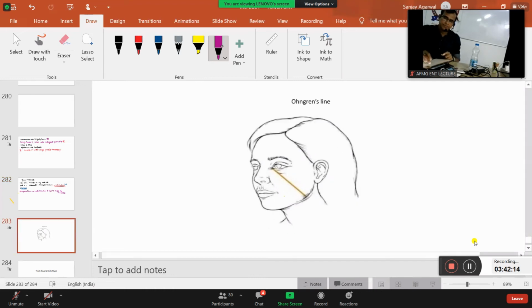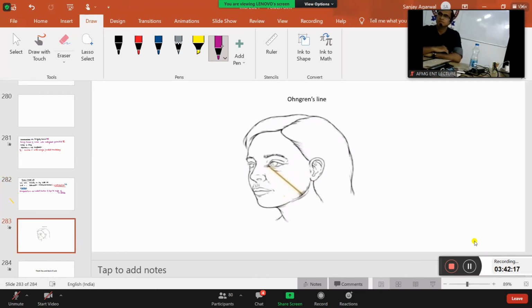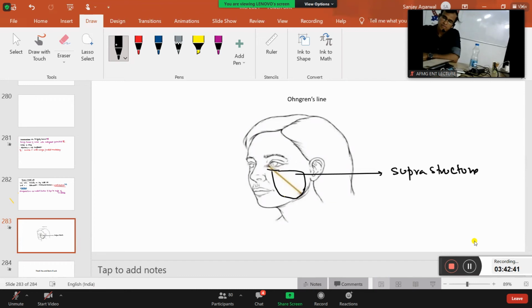This is that line. You can make out it is from the medial canthus of the eye to the angle of mandible. This is your maxilla. See, if you draw an Ohngren's line, it passes through the maxilla. So it divides the maxilla into two parts. This upper part of the maxilla is called suprastructure, and this lower part is called infrastructure. Basically, Ohngren's line will divide the maxilla into suprastructure and infrastructure.